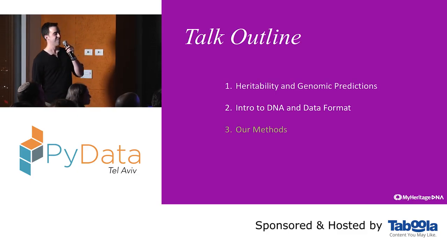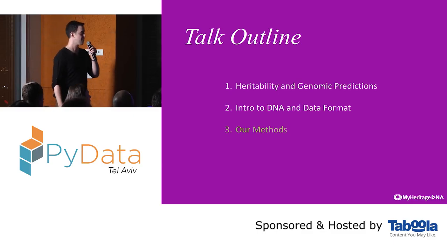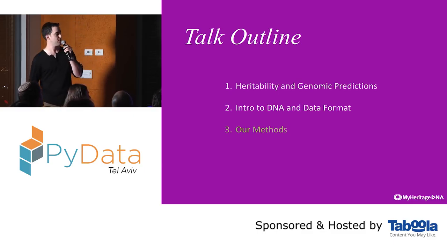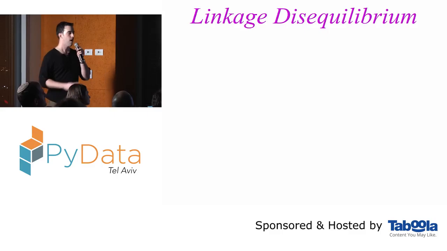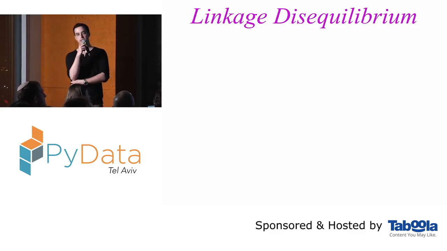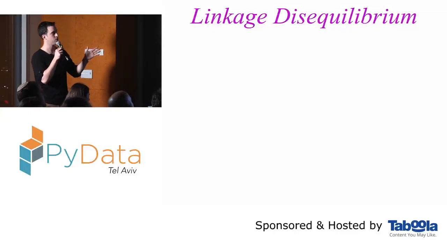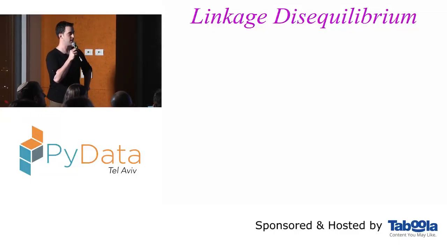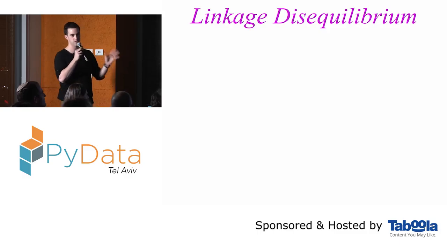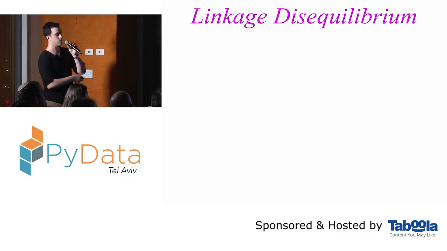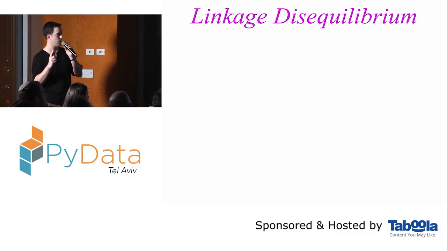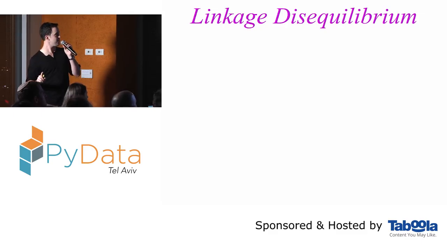So, all right, that's the data format, and now I'll describe our methods. In order to really understand any type of genetic model, it's really important to understand something called linkage disequilibrium. Linkage disequilibrium provides many challenges. The first one is pronunciation, so we'll call it LD from now on.